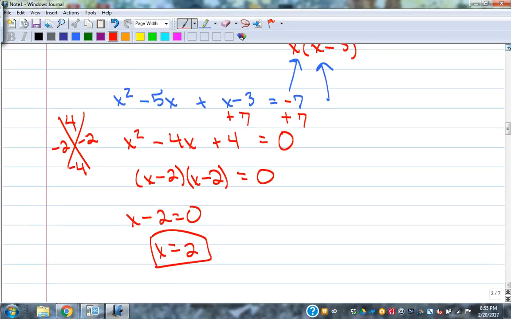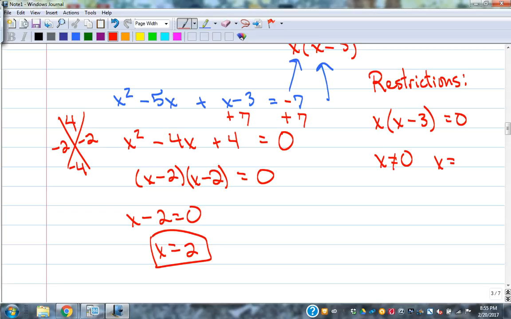I need to check that against what? The restrictions. So how do I find it? Set equal to what? 0. X times x minus 3 equals 0. So x equals 0. So x can't be 0 and x can't be 3. Do they match up with what I found as the real answer? No. So this is okay. It checks.